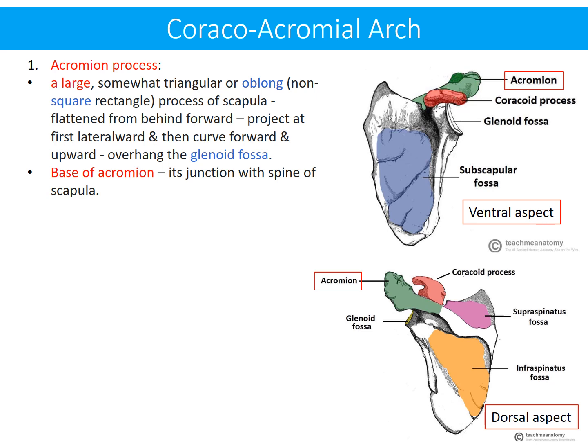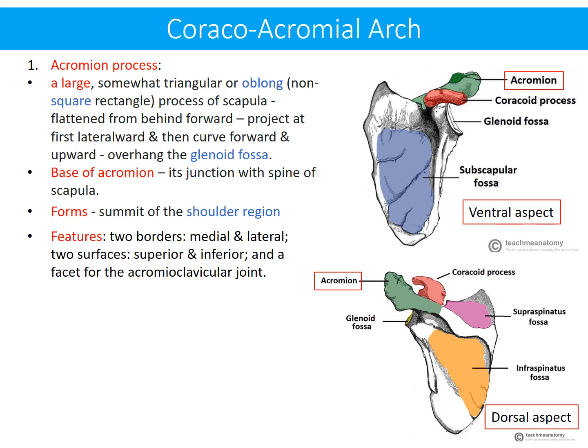First, the acromion process. It is a large, somewhat triangular or oblong process of scapula which flattens from behind forward and projects first lateralwards, then curves forwards and upwards, and ultimately overhangs the glenoid fossa. Its junction with the spine of scapula is named as base of the acromion. Acromion forms the summit of the shoulder region.